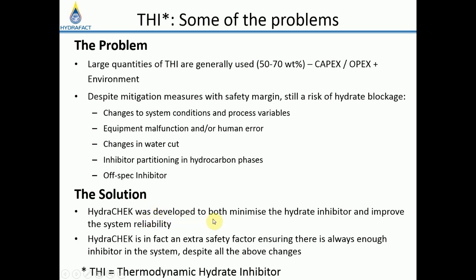HydraCHEK was developed to both minimize the hydrate inhibitor injection rate and improve the system reliability. HydraCHEK is in fact an extra safety measure, ensuring that there is always enough inhibitor in the system, and warning the operator against changes in the system variables.